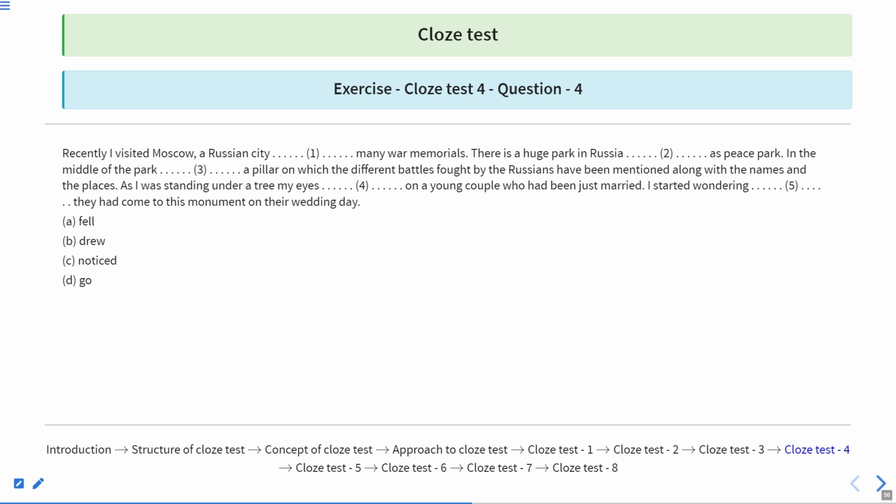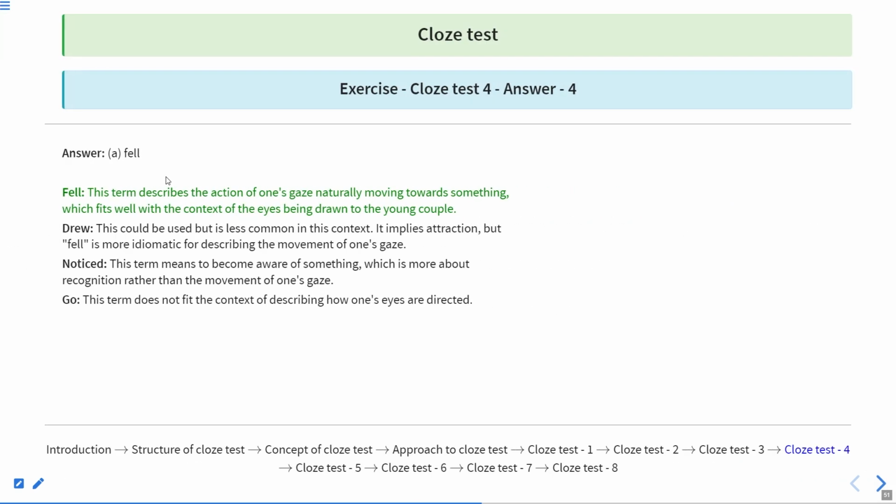Next one now, see if you can find it. Which is the correct option? Correct option will turn out to be fell. Let us see why. So fell describes the action of one's gaze naturally moving towards something, which fits in well with the context of eyes being drawn to young people. So we had said, as I was standing under a tree, my eyes dash on a young couple. It is fell on a young couple.